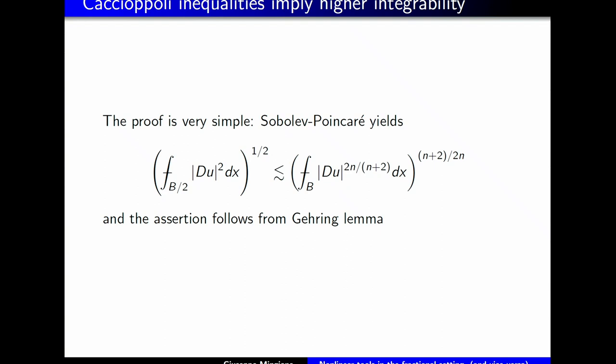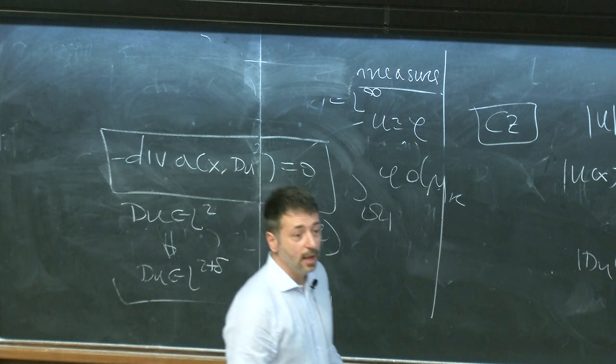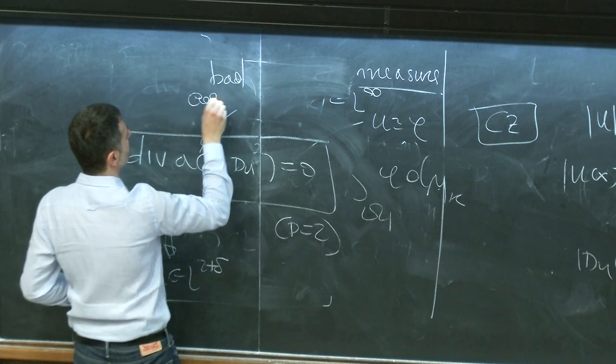What can you tell about now the oscillations of the gradient? You can actually tell nothing, and this is the counterexample. Take the simplest possible elliptic equation. This is the solution. Take 1 over a(t) to be measurable, just measurable, and you see that the gradient of the solution is 1 over a(t), and so a(t) can be as bad as you like, and so there's no improvement whatsoever. End of the story. So in the local case, you get an improvement of the integrability, but no matter what you do, you cannot get this. And this happens when coefficients are bad, bad coefficients.